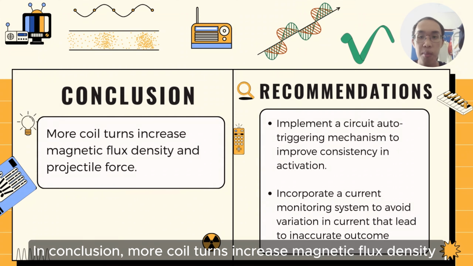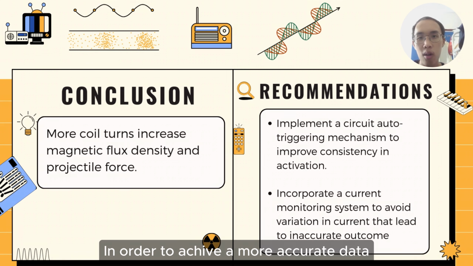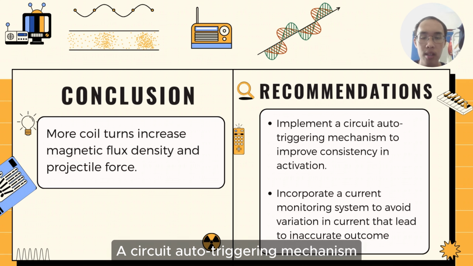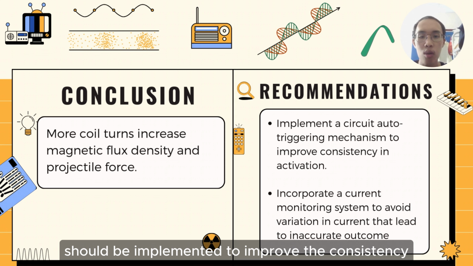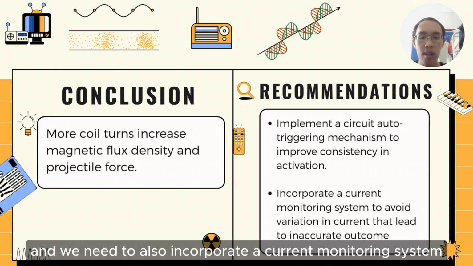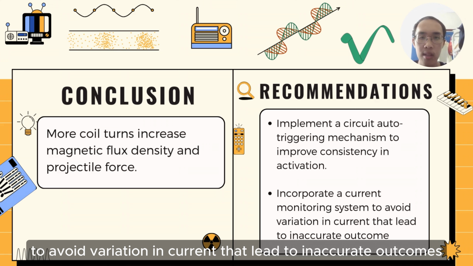In conclusion, more coil turns increase the magnetic flux density and also the projectile force. In order to achieve more accurate data and experiment results in the future, a circuit auto-triggering mechanism should be implemented to improve the consistency in activation. We also need to incorporate a current monitoring system to avoid variations in current that lead to inaccurate outcomes.